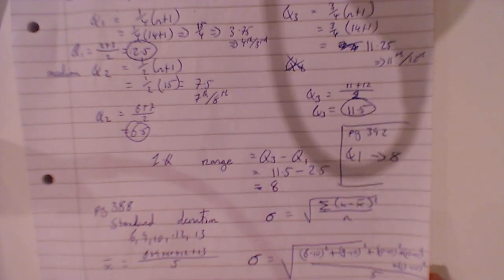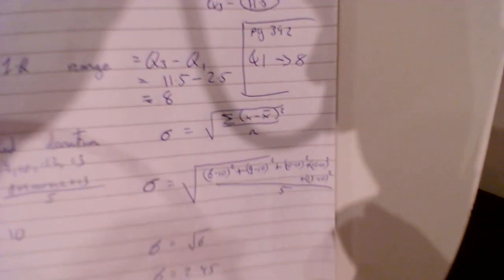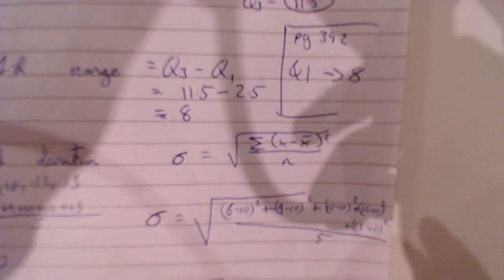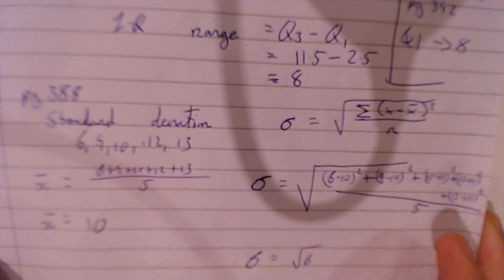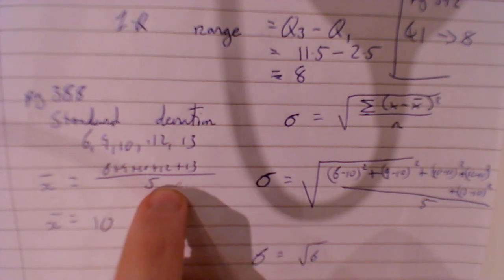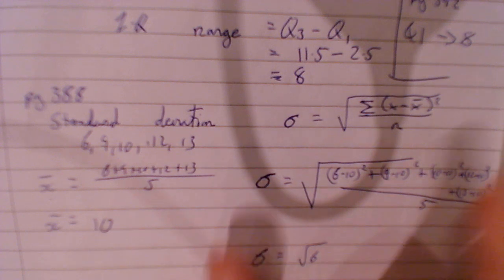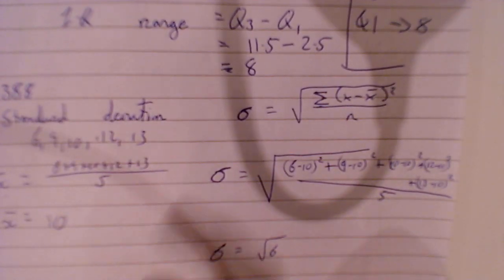Now, standard deviation. Pretty simple. I'm going to zoom this right down because my writing is awful here. So, 6, 9, 10, 12, and 13. If we need to get the mean, we add them all up, divide by the number on the bottom, that's 10. Now, here's the formula.